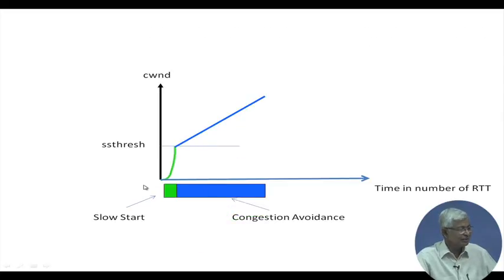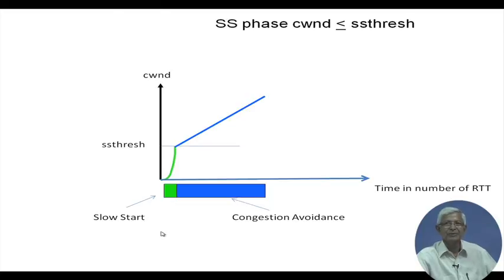So, it can be plotted like this, where the x axis is RTT and the y axis is cwnd in terms of MSS. There is an SS threshold set, and cwnd increases slowly at first, but then exponentially quickly, and once it reaches the SS threshold it goes linearly. So, this is the slow start phase, and this is the congestion avoidance phase. Slow start phase is when cwnd is lower than SS threshold, and congestion avoidance phase is when cwnd is higher than SS threshold, that you have to remember.